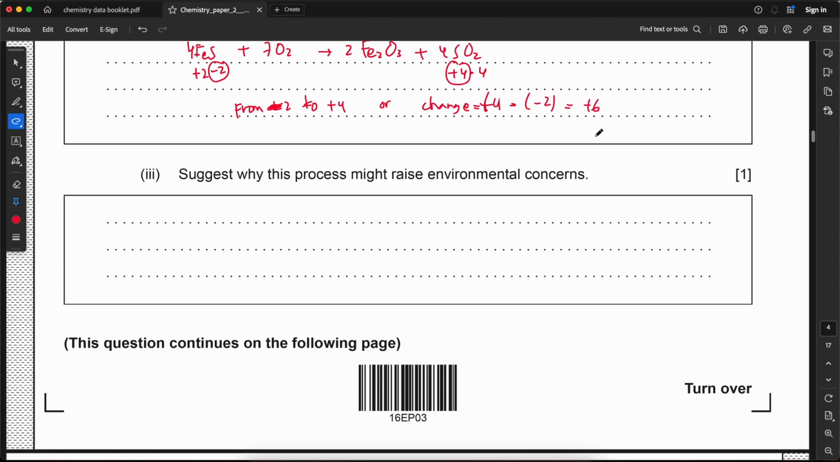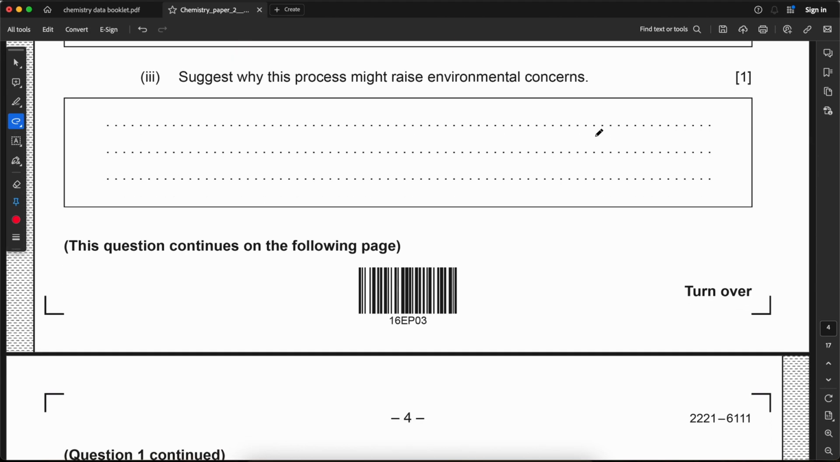Suggest why this process might raise environmental concern, because SO2, when it dissolves in the water, will cause acid rain.